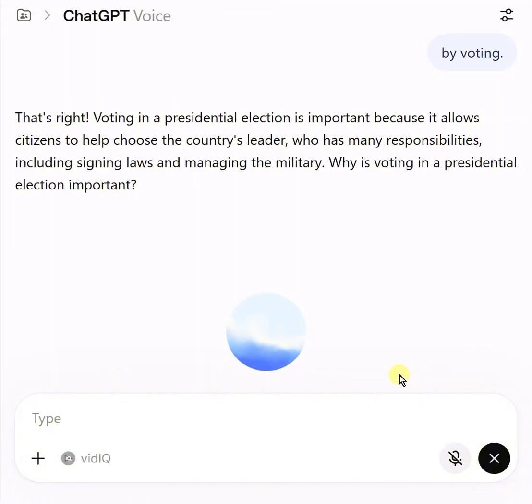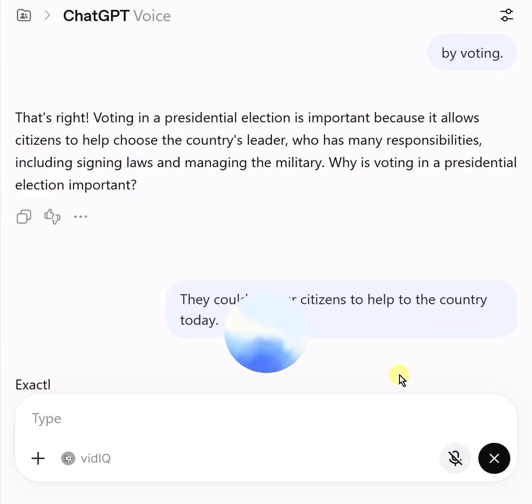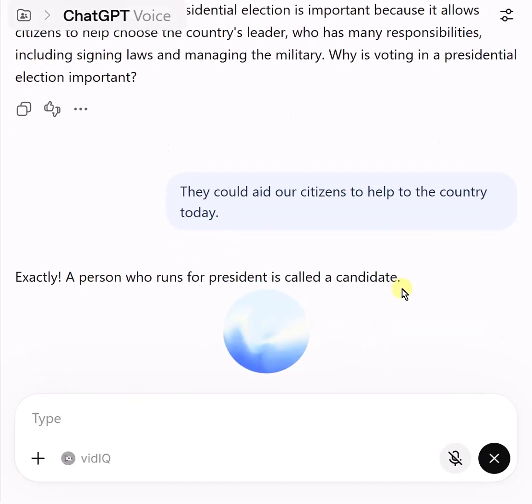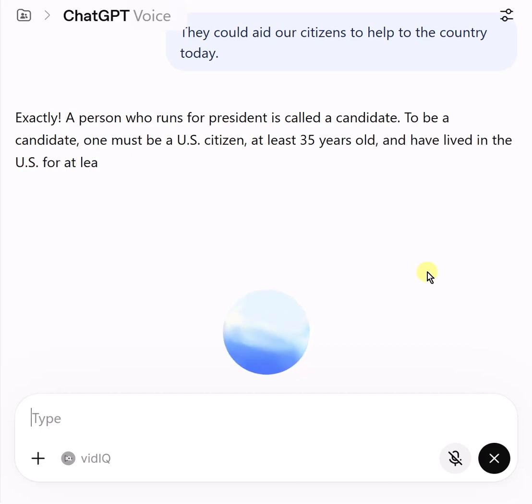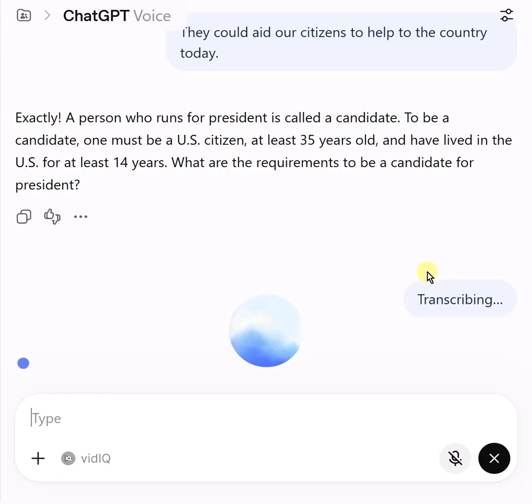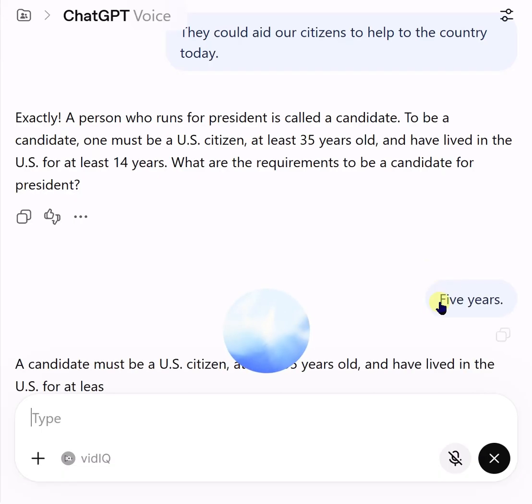Because it allows to help to the country's leader. Exactly. A person who runs for president is called a candidate. To be a candidate, one must be a US citizen, at least 35 years old, and have lived in the US for at least 14 years. What are the requirements to be a candidate for president? 5 years. A candidate must be a US citizen at least 35 years old and have lived in the US for at least 14 years.